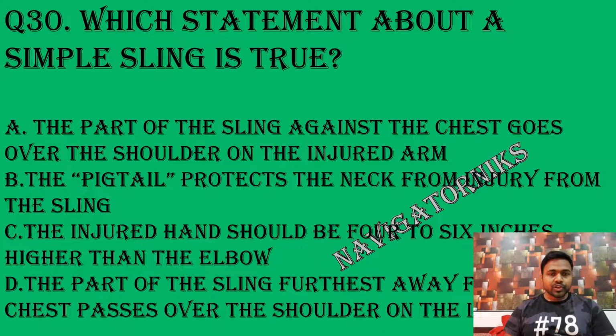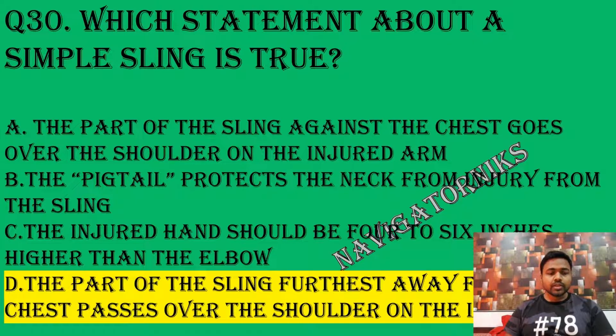And the last question is, which statement about a simple sling is true? Option A. The part of the sling against the chest goes over the shoulder on the injured arm. B. The pigtail protects the neck from injury from the sling. C. The injured hand should be 4 to 6 inches higher than the elbow. D. The part of the sling furthest away from the chest passes over the shoulder on the injured arm. And the correct option is option D. The part of the sling furthest away from the chest passes over the shoulder on the injured arm.